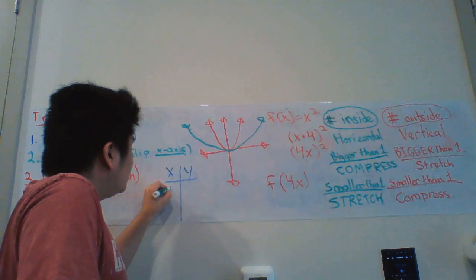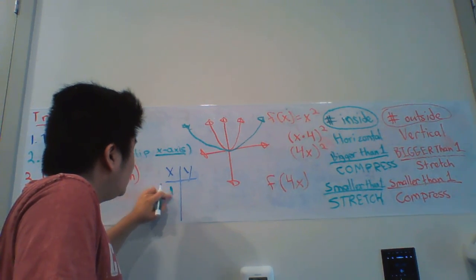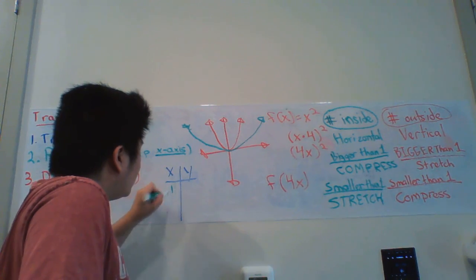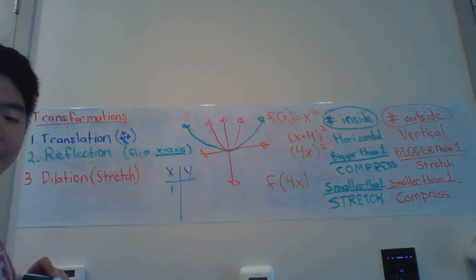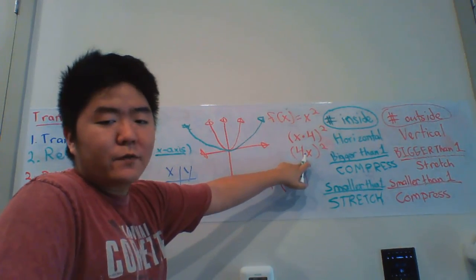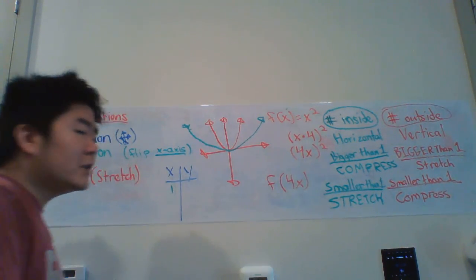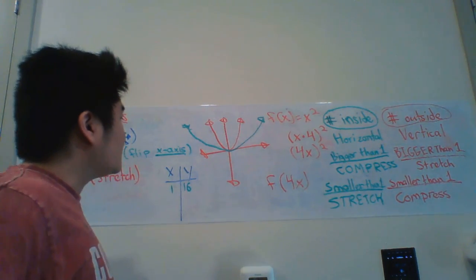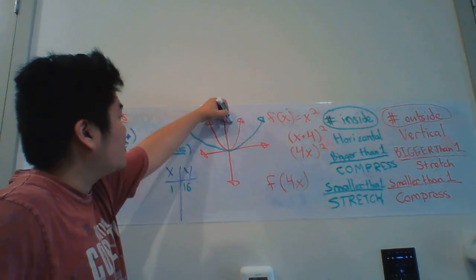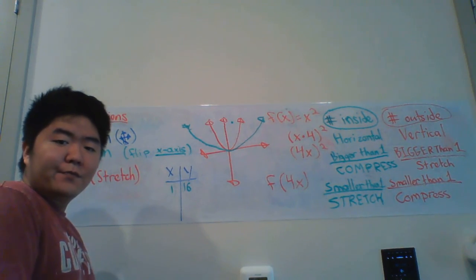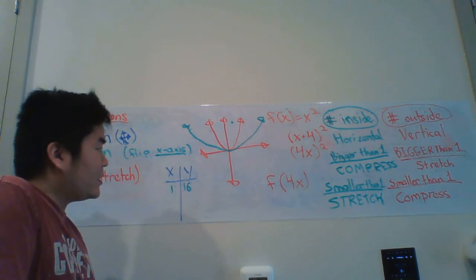So if I do 1, then it means 4 times 1, that's 4, squared. That's 16. That's really high. That should be like all the way up here, right? Something all the way up there.